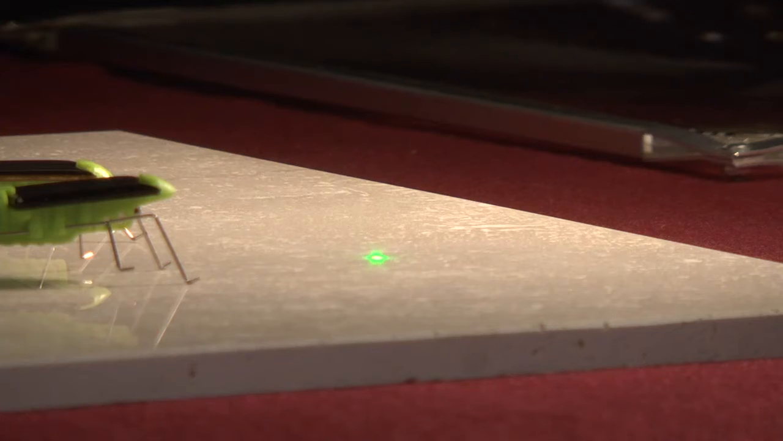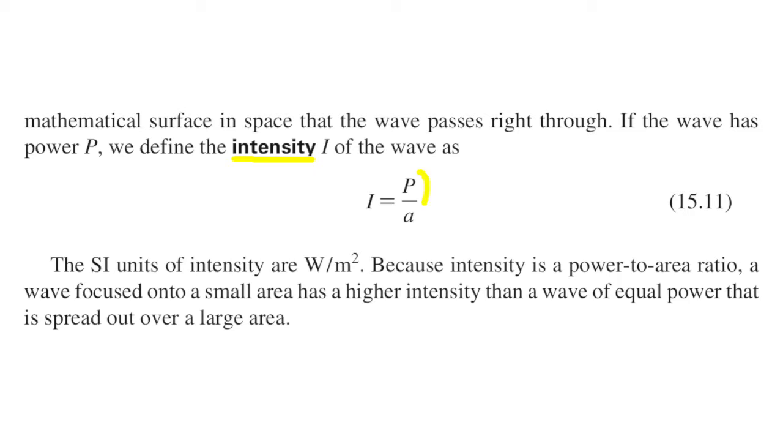But if I shine the laser pointer on this tile, the spot from the laser pointer is significantly brighter than the light from the bulb. The difference is a question of intensity. The power from the laser is not that great, but it's concentrated in a tiny area. And so in talking about waves, we want to consider not just power, but intensity, which is the ratio of the power to the area.